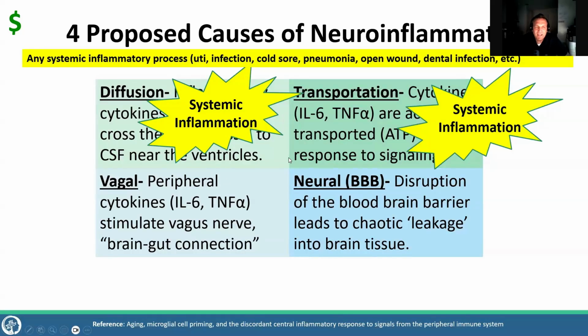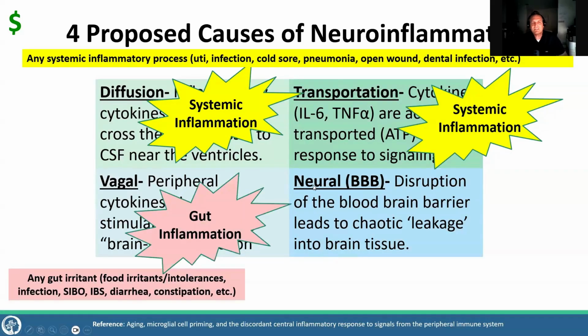The next one is vagal down here. This comes from gut inflammation. So you got a leaky gut, you have a leaky blood-brain barrier. Well, how do you know if you have leaky gut? It can come from food irritants and intolerances. Maybe you don't tolerate milk very well. Milk makes you sick. Guess what? Milk can inflame your brain because when the gut gets inflamed, that's transmitted to the brain.